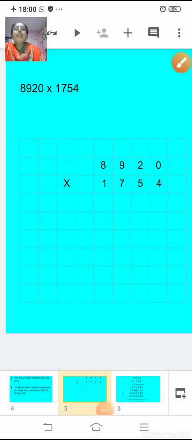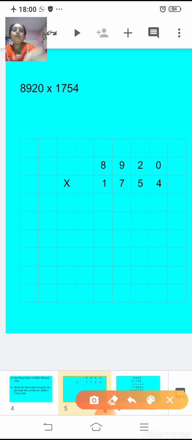Okay, now let us multiply these 2 numbers, that is 8,920 multiplied by 1,754. So we'll start from the ones place. Okay, now 4 into 0 is 0. 4 twos are 8. 4 nines are 36. 3 carry over here. 4 eights are 32 plus 3, so 3, 34, 35. Yes.